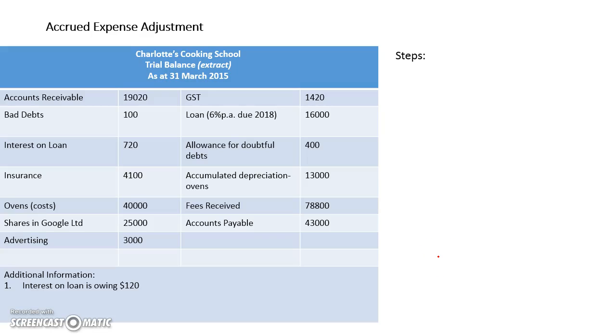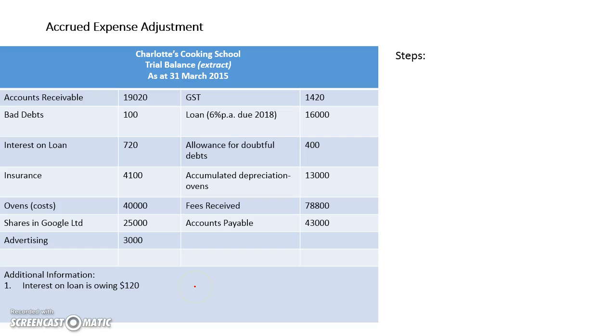Okay, so the accrued expense adjustment is one of the 4 balance day adjustments, and we don't need to worry about GST on this one. Alright, so here we've got interest on loan is owing $120. Now remember that while loan is a liability, the interest on the loan is actually an expense.